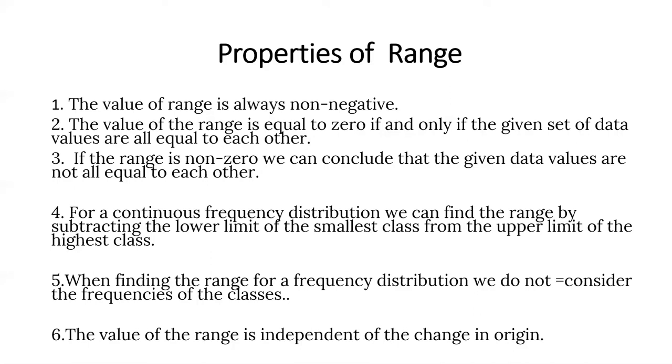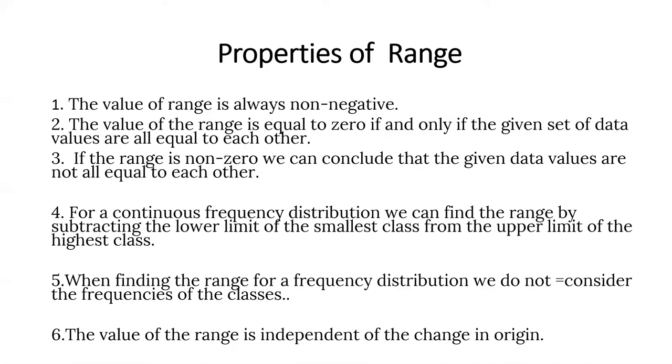Then point number 3: if the range is non-zero, we can conclude that the given data values are not all equal to each other. It means if the range is any number except negative or 0, the values will be different. They will not be identical.